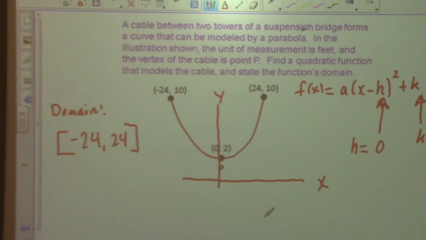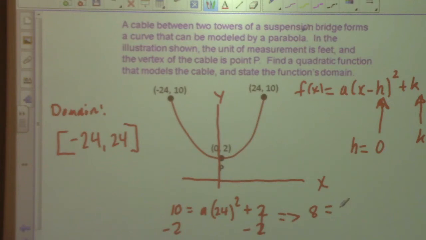24, 10. So how do we set up that equation for that? 10 equals, okay. Good. A, and we have x squared plus 2, right? But x is what? 24. Let's go ahead and change that to 24. So now subtract 2. So we get, I'm just going to work to the right. We have 8 is equal to 24 squared times A.